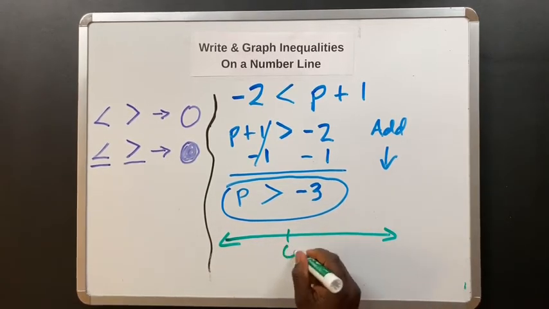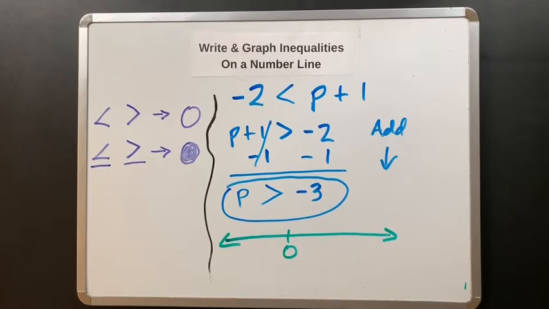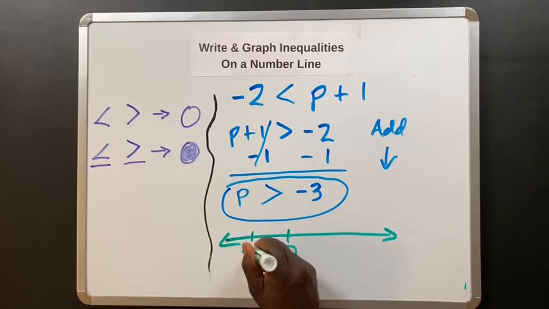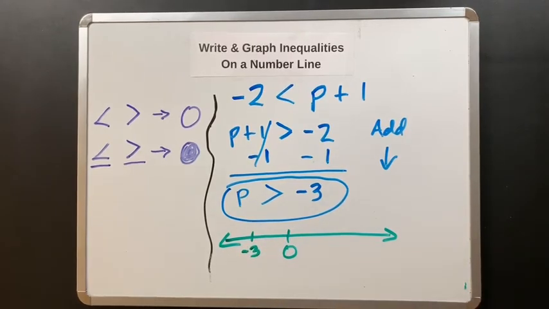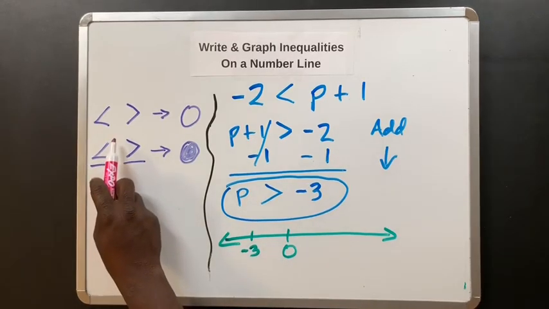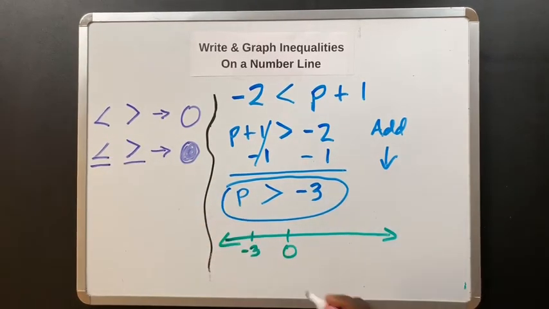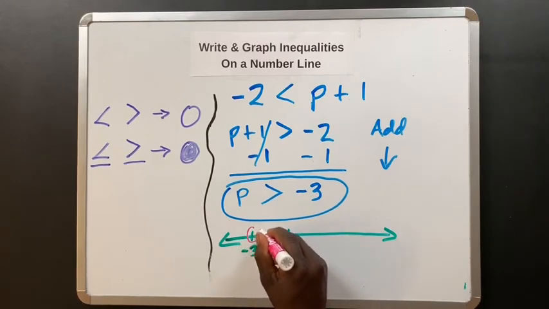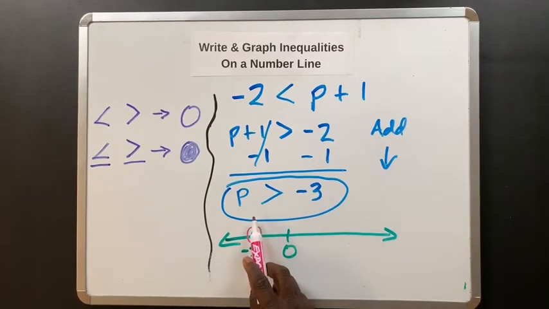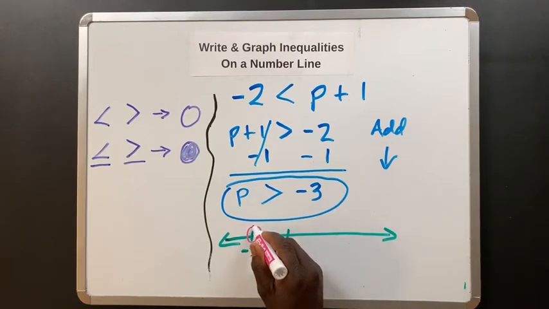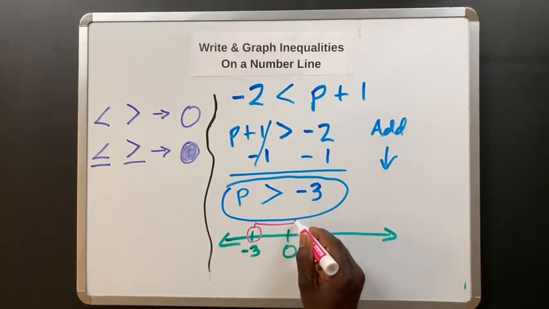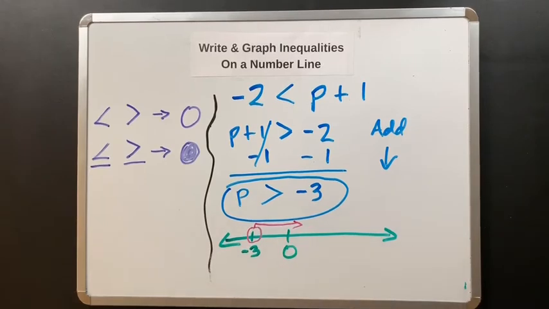And then we identify all values of p that are greater than negative 3. So let's say negative 3 is right here. What kind of circle are we going to use? Open or closed? Look over here at your key. You're going to use an open circle. And it says all values of p greater than negative 3. So that means it's going to go to the right because these values are greater than negative 3. So we've graphed the inequality.